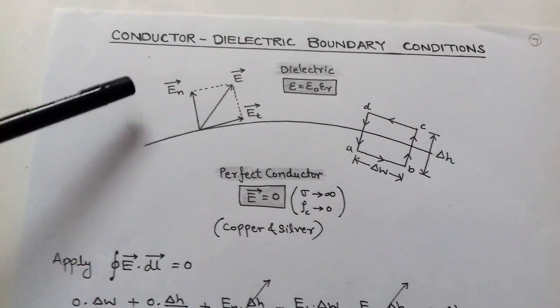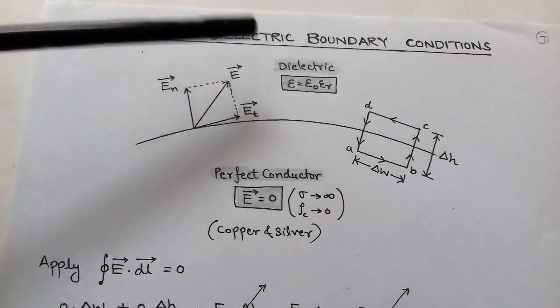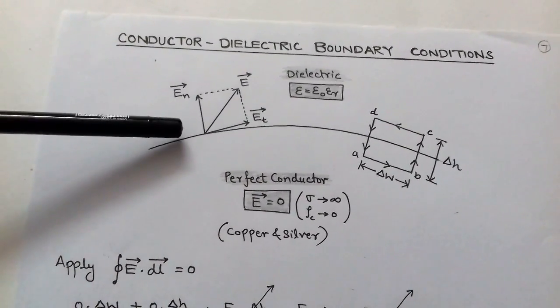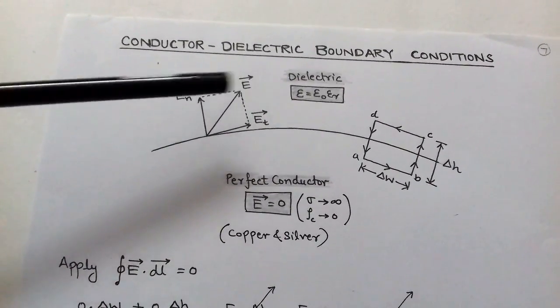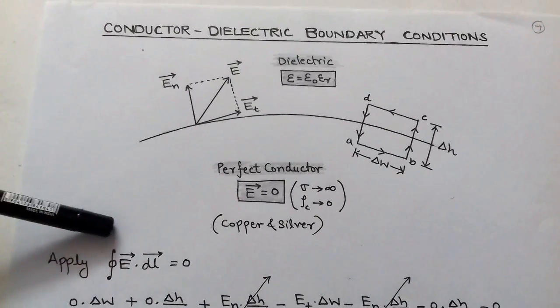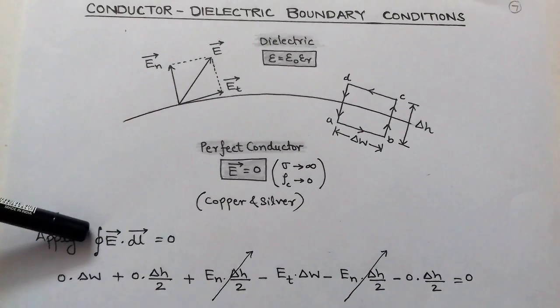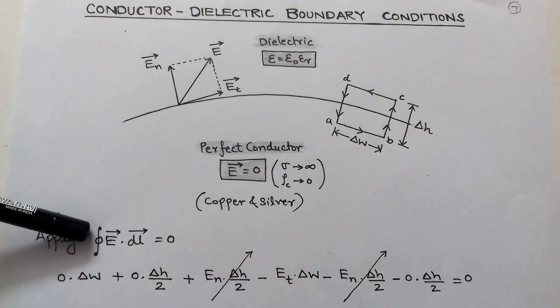And in region 2 we consider a dielectric. So here we take a dielectric having epsilon, that equals epsilon naught into epsilon r. So again we apply Maxwell's equation.